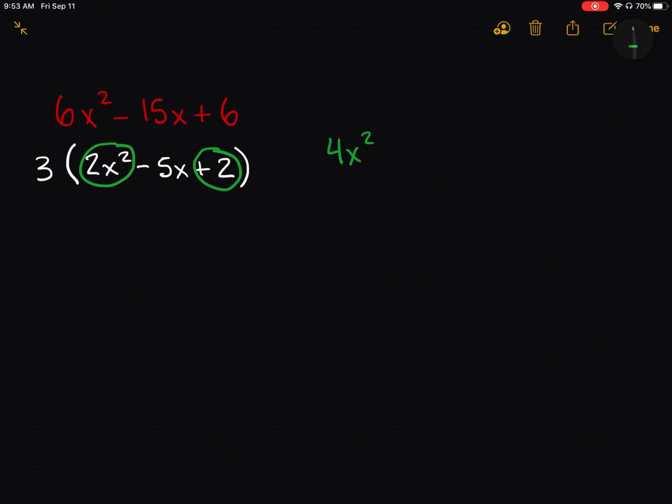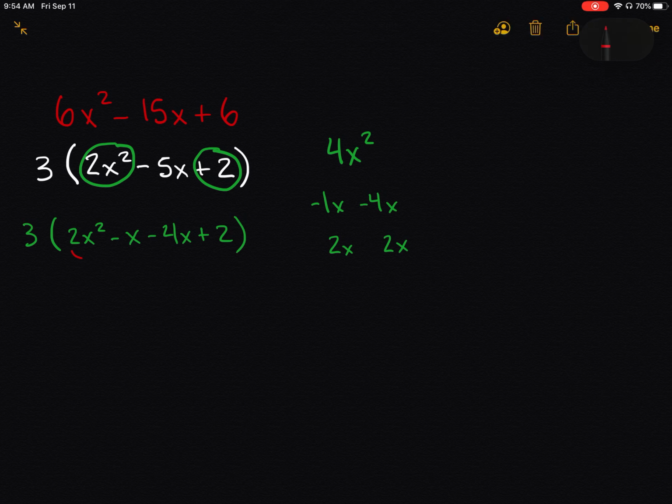And then we need to write the factors of 4x squared. That's going to be 1x and 4x, or 2x and 2x. And so the factors have to add to be negative 5x. Now clearly the 2x and the 2x won't work, so we'll use a negative 1x and a negative 4x. And so that's going to give us 3 times 2x squared minus x minus 4x plus 2.